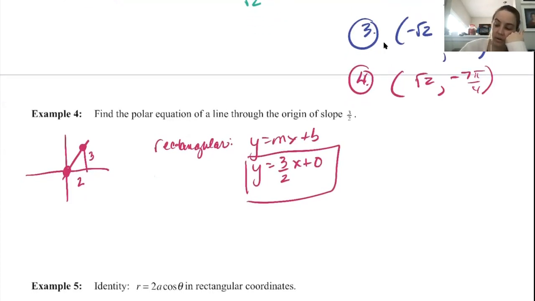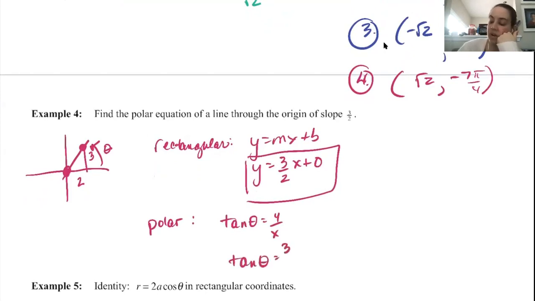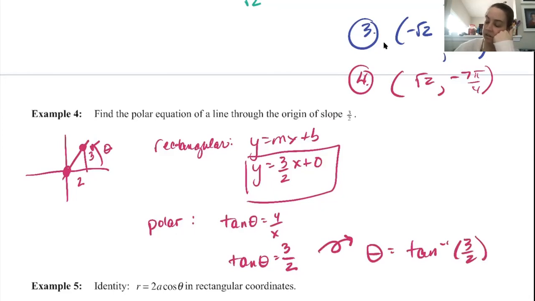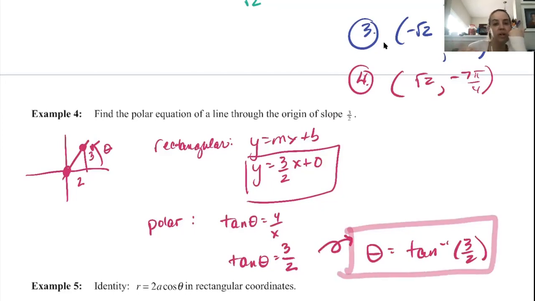So in polar form, believe it or not, you just need the angle. You need to know your angle. So in polar, we know that tangent theta is y over x. It's your rise over your run. So tangent theta, your rise is 3 and your run is 2. Remember, to solve for theta, we're going to switch this around. Theta is equal to the inverse tangent of 3 over 2. Believe it or not, this is the equation of the line. Because polar coordinates are so focused on the origin, you don't have to say anything else about that origin, but you just have to give it the slope. And I know that feels really, really odd. I totally get it.